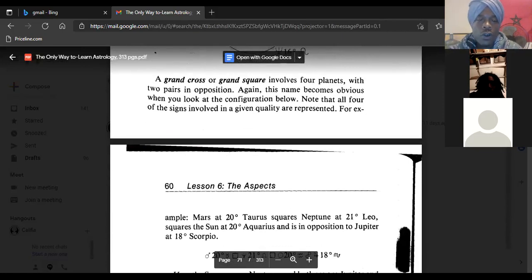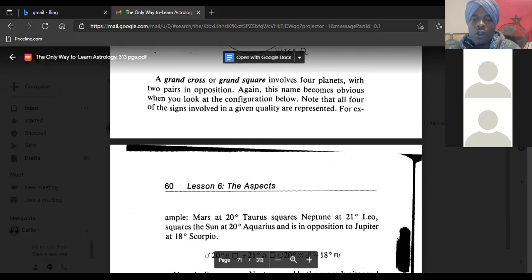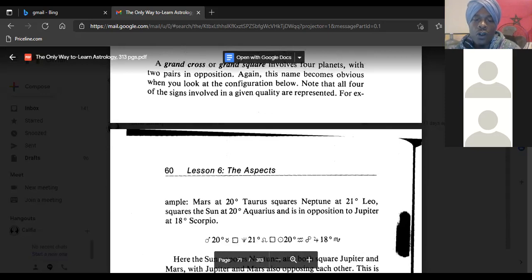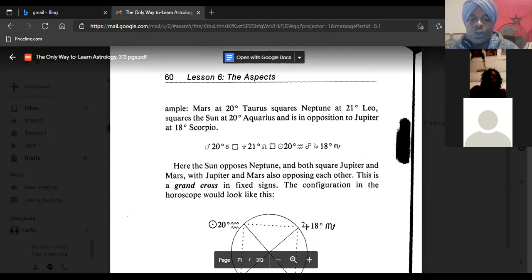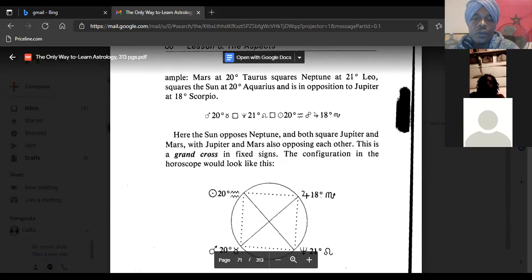A grand cross or grand square involves 4 planets with 2 pairs in opposition. Again, this name becomes obvious when you look at the configuration below. Note that all 4 of the signs involved in a given quality are represented. For example, Mars at 20 degrees Taurus squares Neptune at 21 degrees Leo, squares the sun at 20 degrees Aquarius, and is in opposition to Jupiter at 18 degrees Scorpio. Here's a schematic to reflect that.